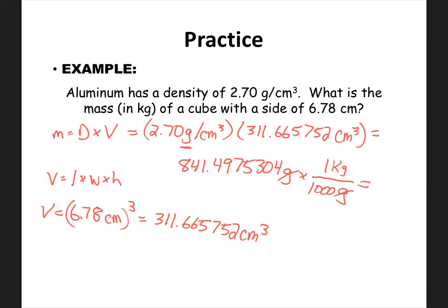Go back to your original problem, count sig figs, and use the least because we were multiplying and dividing here. So it's going to be 3. So when I do this, it should be 0.841 kilograms with correct sig figs and units.